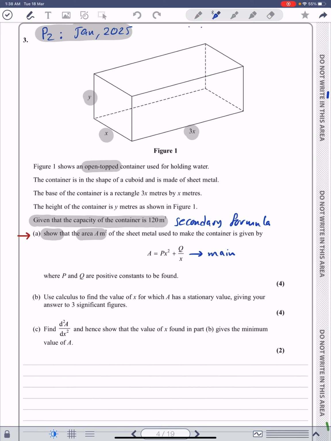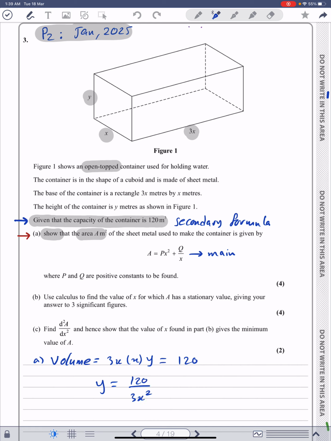So we start with part A, we start with the statement given that by writing the volume or the capacity of this container, which is its length or base area times width times the height, that is equal to 120, by making y the subject, getting 120 divided by 3x squared.